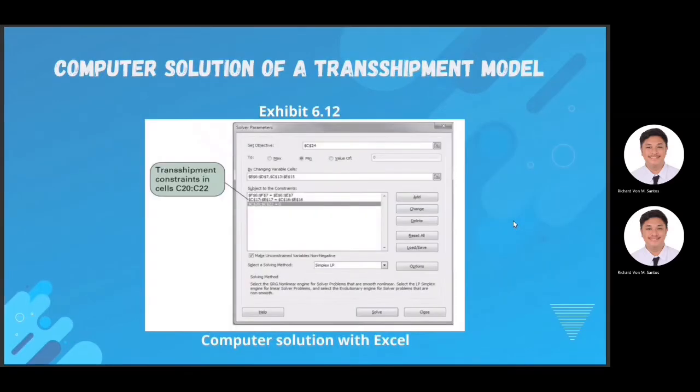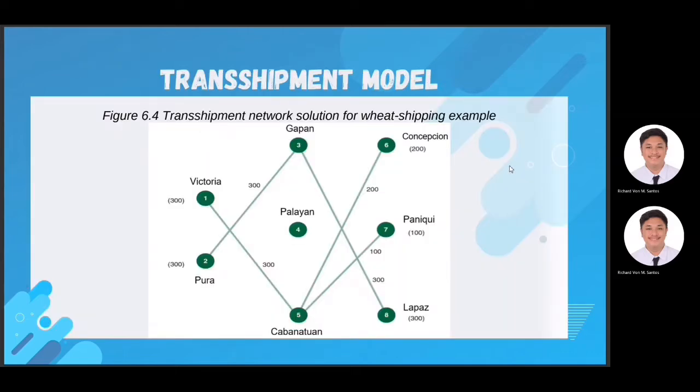Next, in Exhibit 6.12, we can see the Solver in Excel used for our wheat shipping transshipment example. Next, Figure 6.4 shows the transshipment network solution for the wheat shipping example. The supply and demand are equal, and the demand by the flour mills was met by Victoria and Pura.